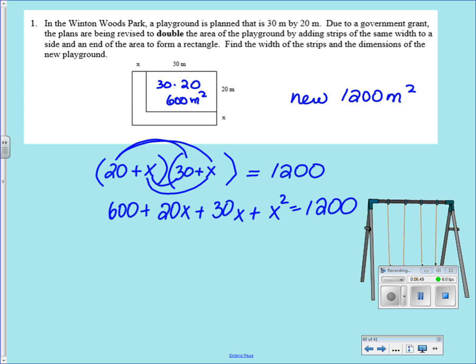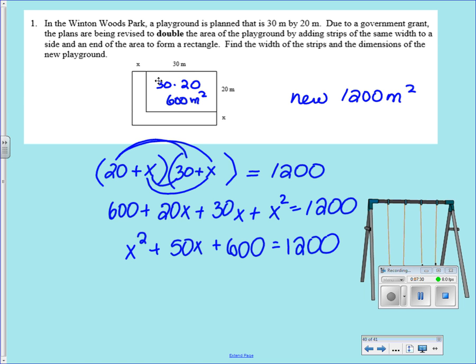Okay. What do you think we could do with this equation? Yeah, put together some like terms. And we probably could even write it pretty so it looks nicer. Like we can put that polynomial in descending format. So what that means is what probably should go first instead of the 600? X squared. So most of you guys like it written that way. So we have x squared. What can I do with the 20x and the 30x? Add them, so that makes 50x plus 600 equals 1200. So now we're back to a quadratic.